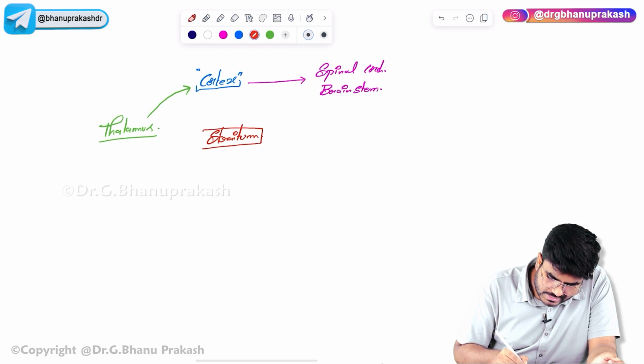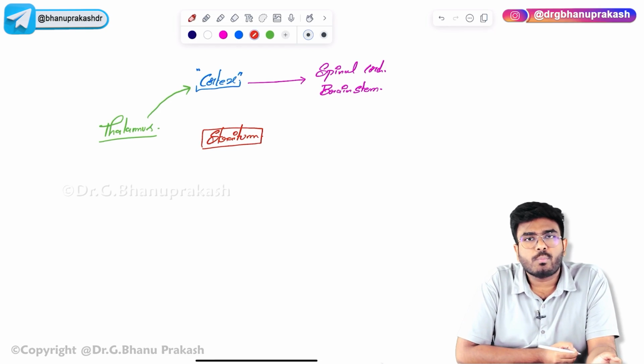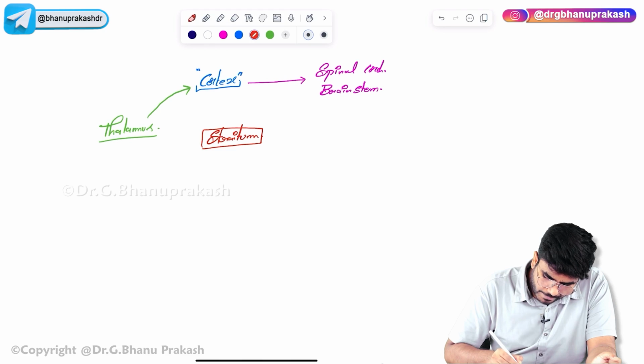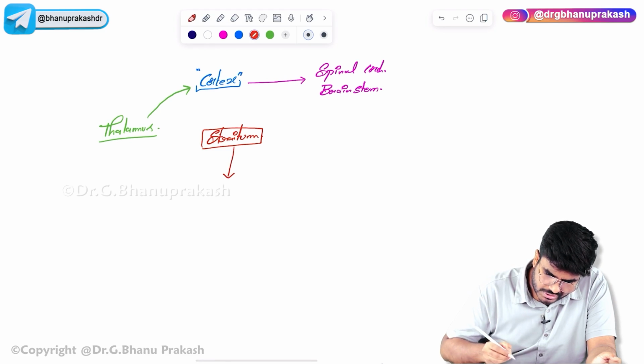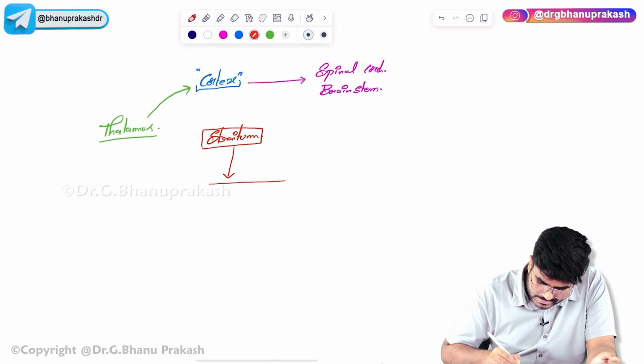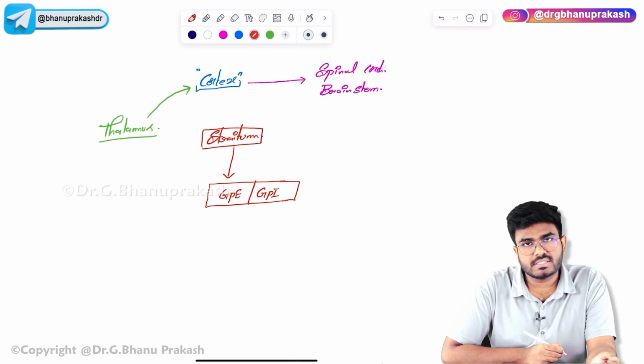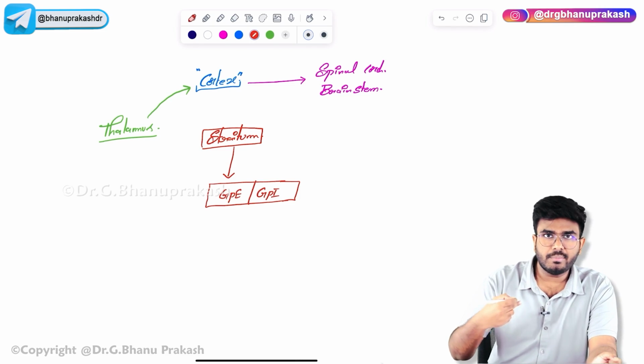So you know what exactly is striatum? Striatum is made up of caudate and putamen. So striatum, what is it doing? Striatum has connections with the globus pallidus. The globus pallidus has two more structures, globus pallidus externus and globus pallidus internus. Okay, there is a connection between striatum and globus pallidus.